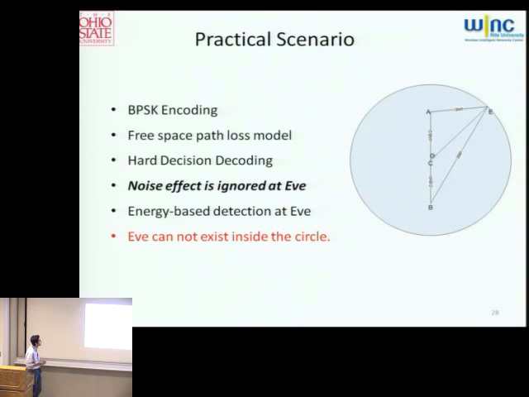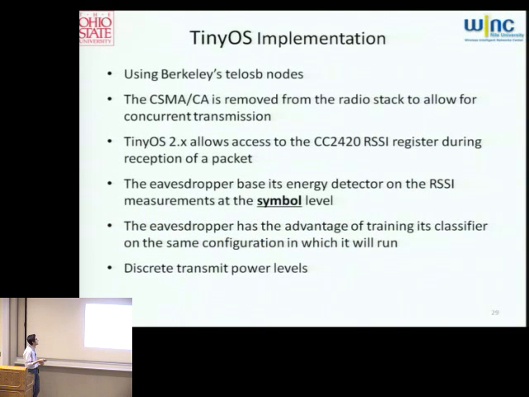So we consider a more practical scenario where we apply the randomized transmit power idea, and we also make some other realistic assumptions, like BPSK encoding instead of a Gaussian input distribution. For simplicity, we have a free space path loss model, hard decision decoding at everybody, and we assume energy-based detection at the eavesdropper. We have an implementation of a testbed for our experimental results, which was a nice experience where we saw some of the practical challenges of applying these ideas.